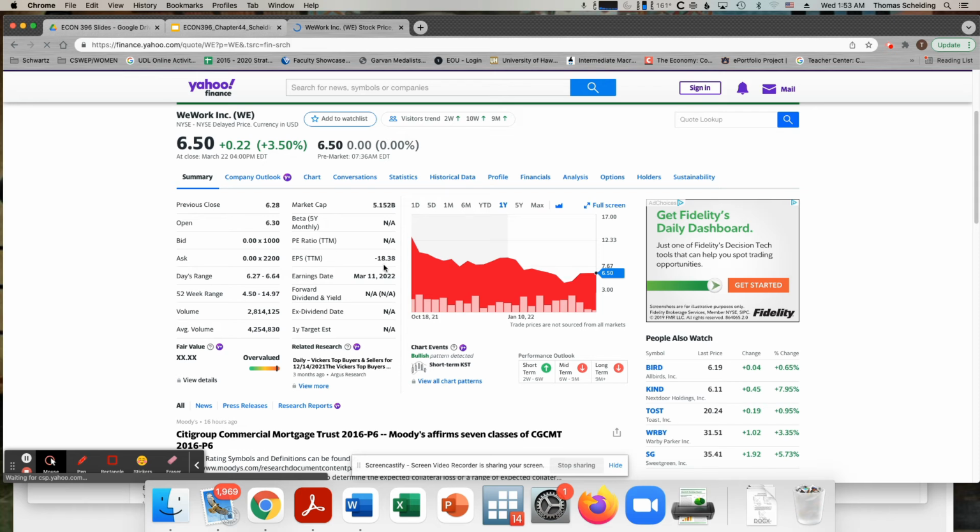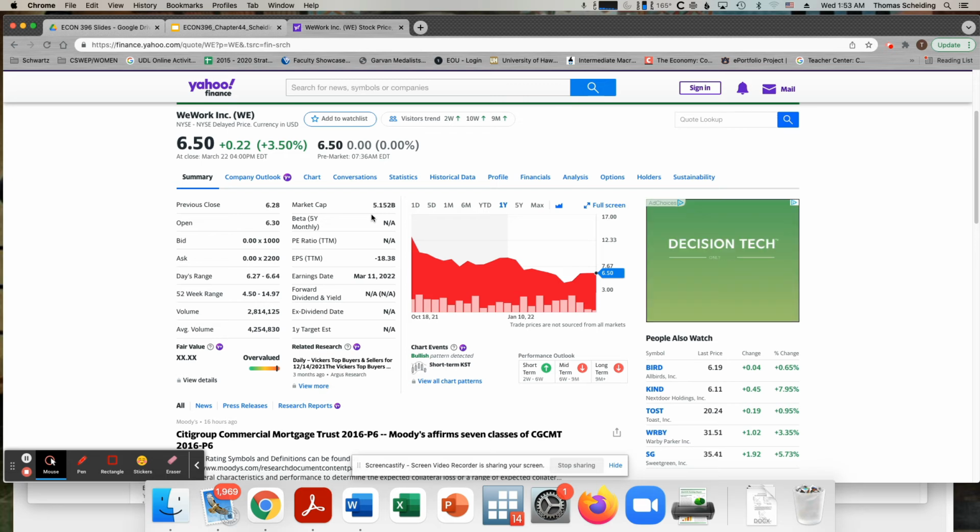In terms of what the company is valued at, the company right now is valued at about $5 billion. If you saw that Wikipedia entry I looked at, it was valuing it at $9 billion, and now it is worth $5 billion, so about half.